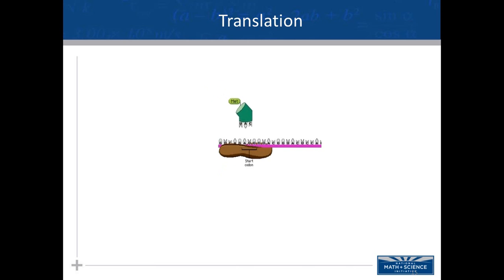The anticodon of the initiator tRNA binds to the start codon, AUG. The initiator tRNA always bears the amino acid methionine, abbreviated MET. A large ribosomal subunit binds to the small one, creating a functional ribosome. The initiator tRNA sits in the P site on the ribosome.